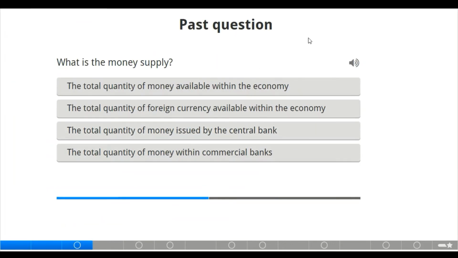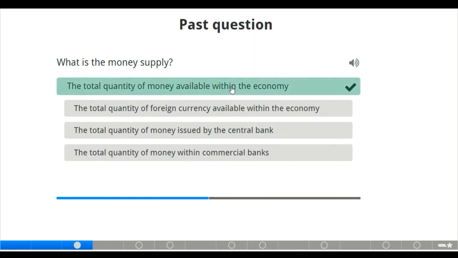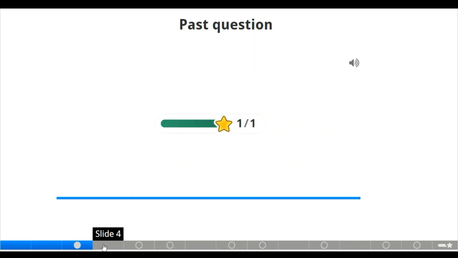Moving to the next slide, we just have one past question here related to the definition of money supply. According to our definition, we said money supply is the total money available within an economy at a point in time. Now, let us check out the options here. The total quantity of money available within the economy, the total quantity of foreign currency available within the economy, the total quantity of money issued by the central bank, or the total quantity of money within commercial banks. Of course, you're supposed to know the answer to be the total quantity of money available within the economy. Now we move to the next slide.